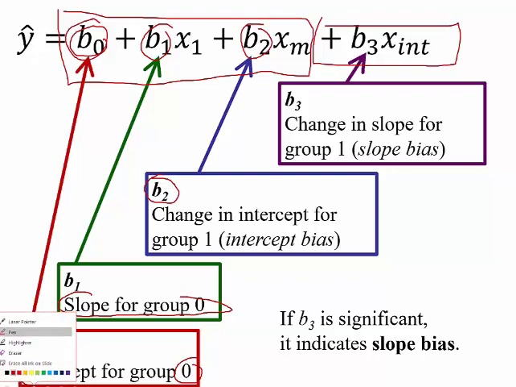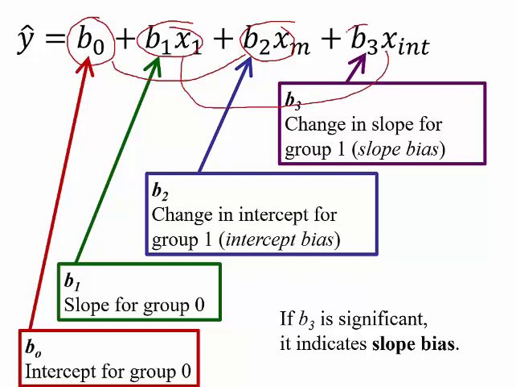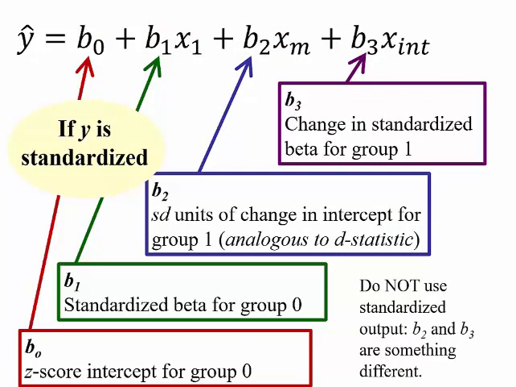One way to think about this is that we have an intercept for group 0, and then beta 2 tells us how much the intercept changes for group 1. Then we also have a slope for group 0, and beta 3 tells us how much that slope changes for group 1. So beta 2 is giving us information about intercept bias, and beta 3 is giving us information about slope bias. And if beta 3 is significant, it means we have slope bias.